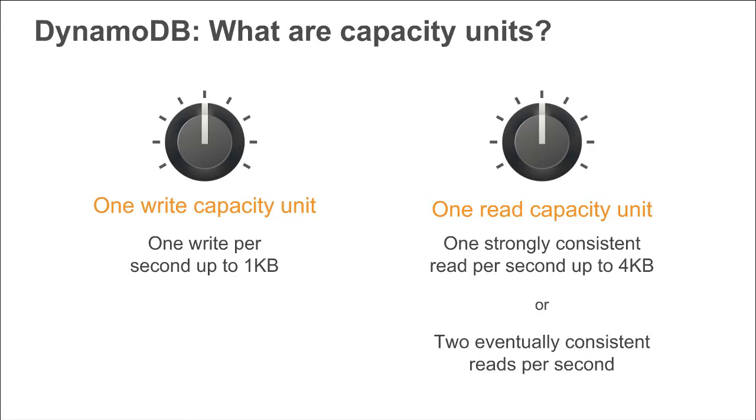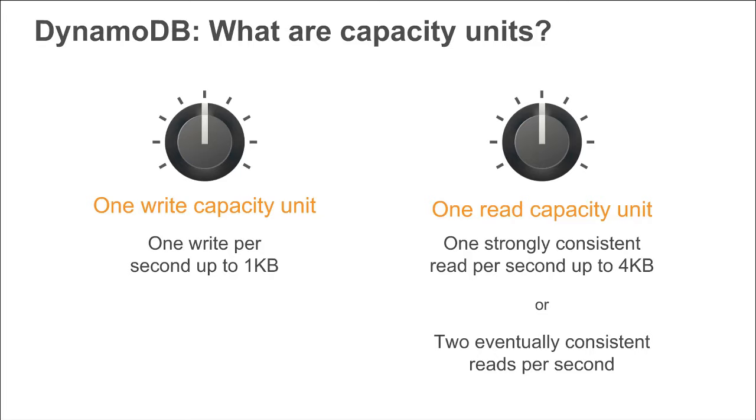So what are those capacity units? One write capacity unit will allow you to write 1 KB of data per second, right? So you can imagine that if you're writing 1 KB of data per second for 1 hour, you calculate and then map out how many capacity units you require.